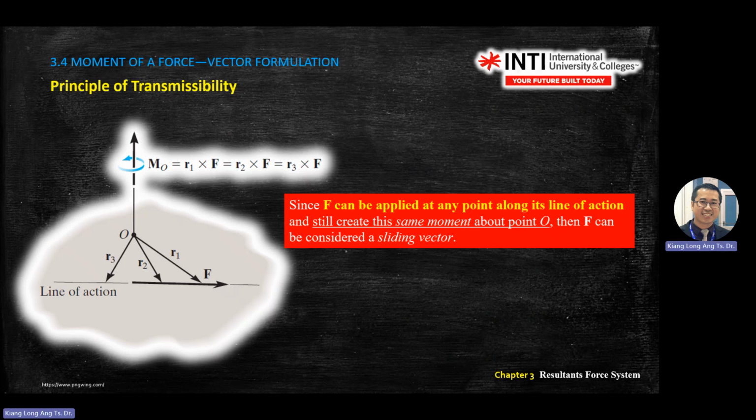So since force can apply at any point along the line of action and still create the same moment about the point O, then force can be considered as a sliding vector. Means you can put your force at the back or in the front, as long as you didn't change your focus point O. As long as you stand here, you can see the force. The distance of R is changing, never mind. As long as the force is along this line of action, you're still creating the same moment.